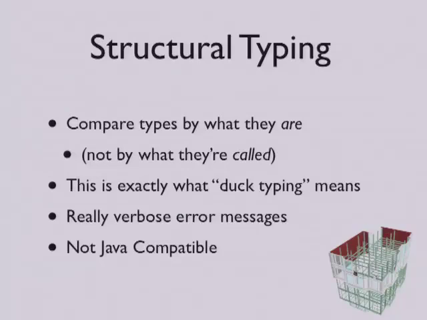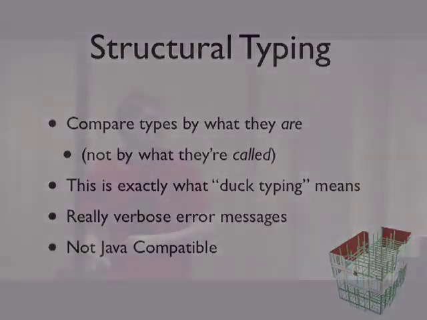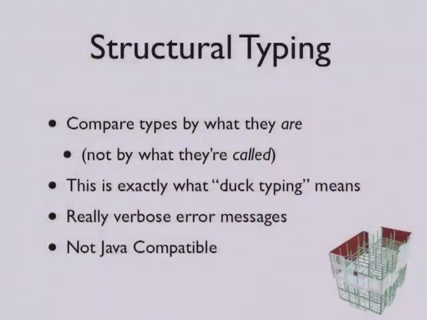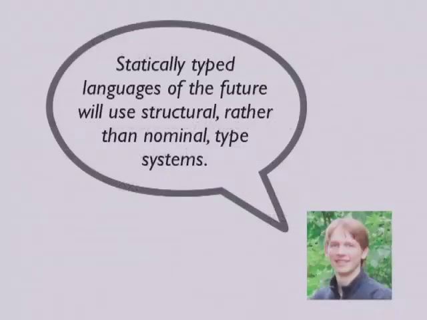C was enormous in its day, and it's still really important, but we don't tie ourselves to C compatibility anymore. We will not always be tied to Java compatibility. So these two things are solvable. We can overcome these. And if I can just get up on my soapbox here, when we overcome these, statically typed languages of the future will use structural rather than nominal type systems. Because the advantages are just so clear.